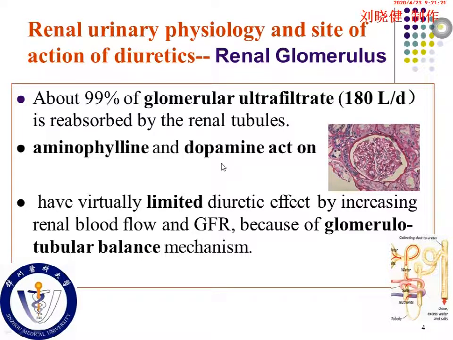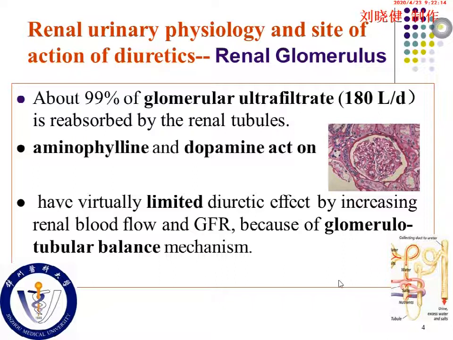Do you still remember this? By activation of dopamine receptor, it can dilate blood vessels, and by activation of beta-1 receptor, increase the cardiac work. It has a positive effect on the heart, so it can increase renal blood flow and GFR. But dopamine cannot be used as a diuretic, because this diuretic effect is very weak. You have studied that the more glomerular filtration, the more absorption from renal tubule. So this is glomerular tubular balance.